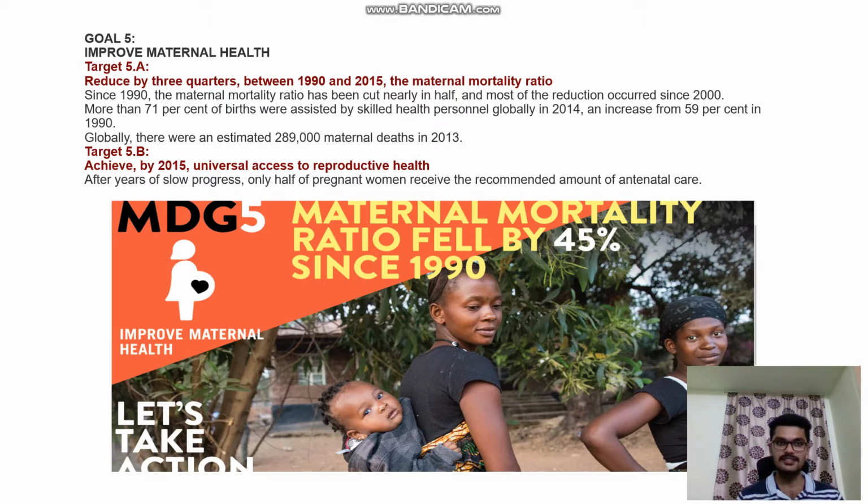Target 5B, the second part of this objective, aimed at providing universal access to reproductive health, which also majorly contributed to maternal mortalities. With universal proper access to reproductive health, the child or fetus wouldn't have to quit before birth, or can be taken care of post-birth till the child actually attains a self-sustainable age.